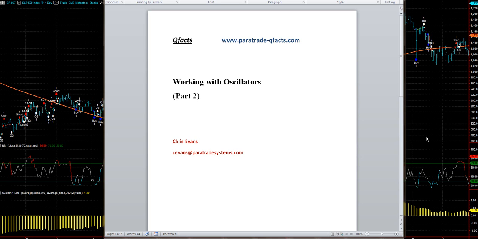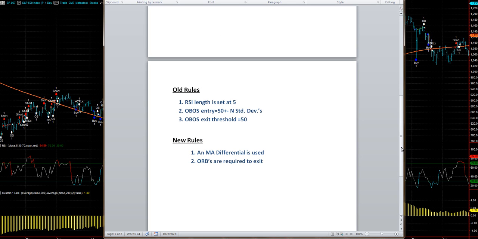Now, last time we talked about the RSI and trying to build systems using RSI and looking for reversals. And we established that the RSI length that made more sense than the 14-day default is 5 days. I used overbought, oversold entries based on the neutral level of 50 plus or minus a certain number of standard deviations. And I exited. If the market went above 50, I exited long, and below 50, I exited short.